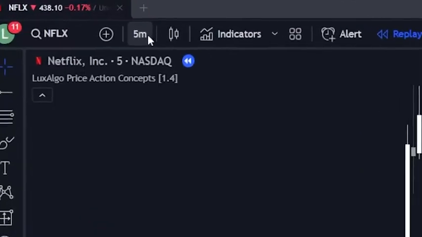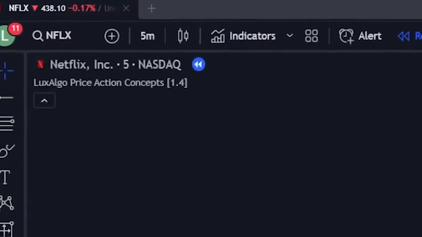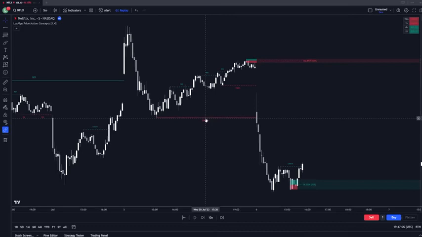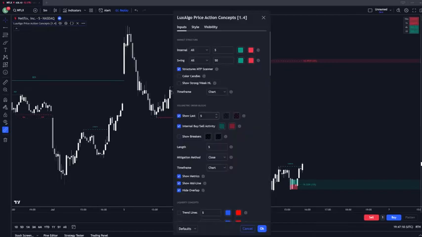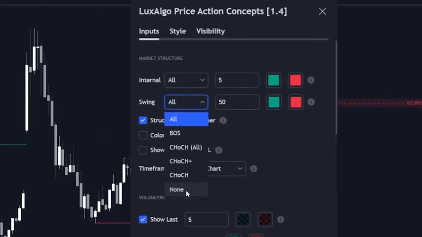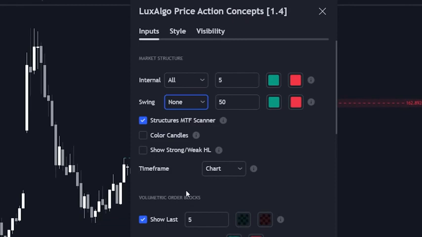And here we are on the 5-minute time frame. So let's dive into the settings and explain each different feature that we're going to be using in this video. We're going into the settings and we are first going to be disabling the swing market structure. The reason for this is that we're going to simplify the market structure that we're going to be analyzing, and the internal is the primary one that people use for their analysis of the market structure on their chart.